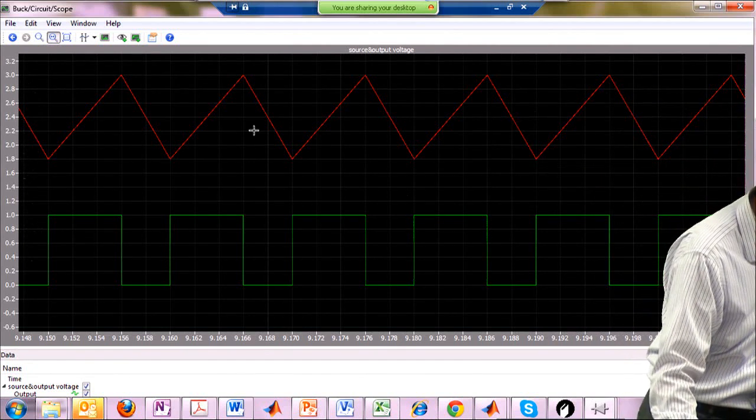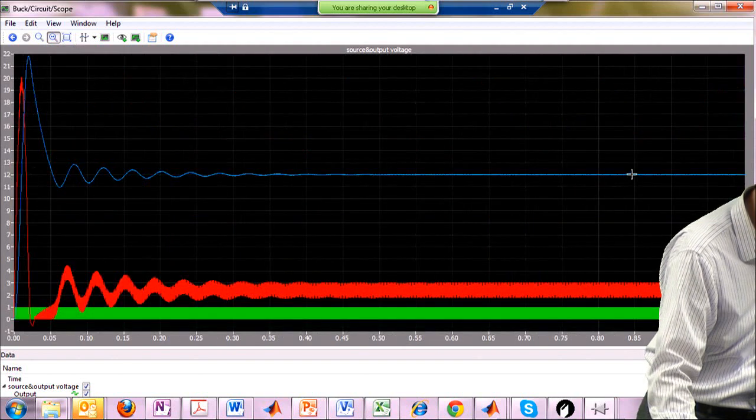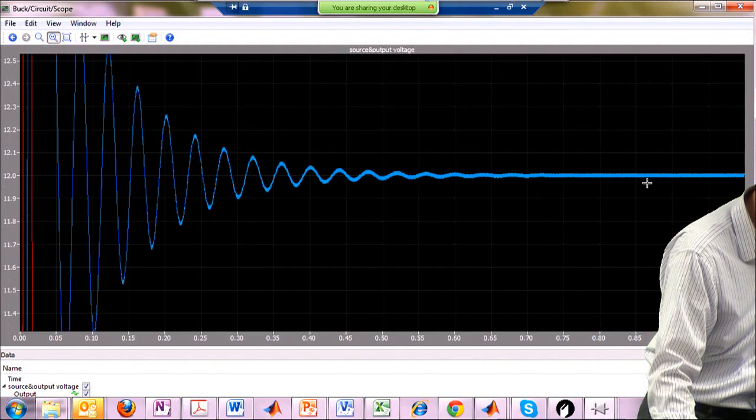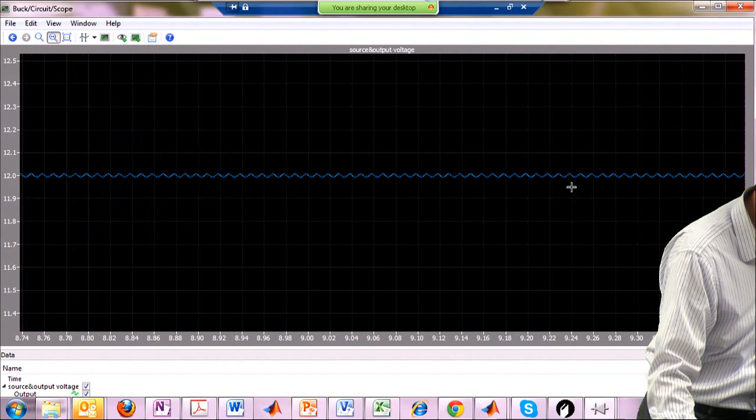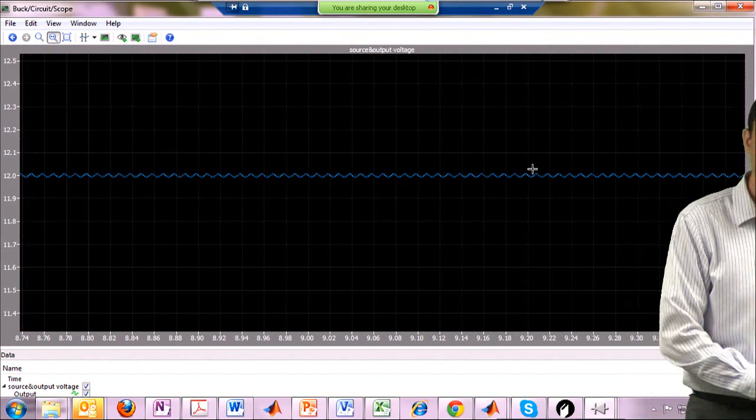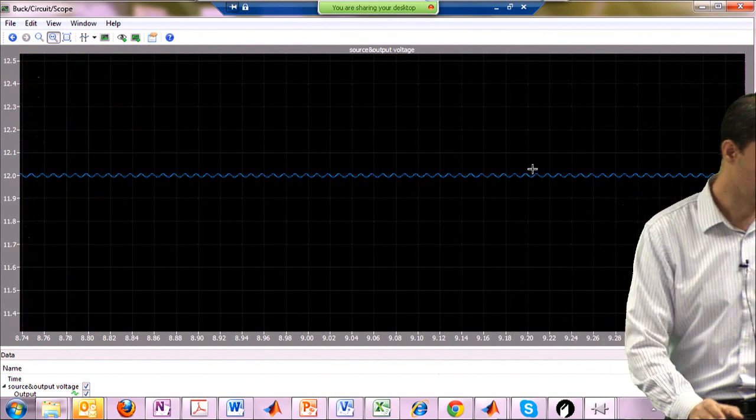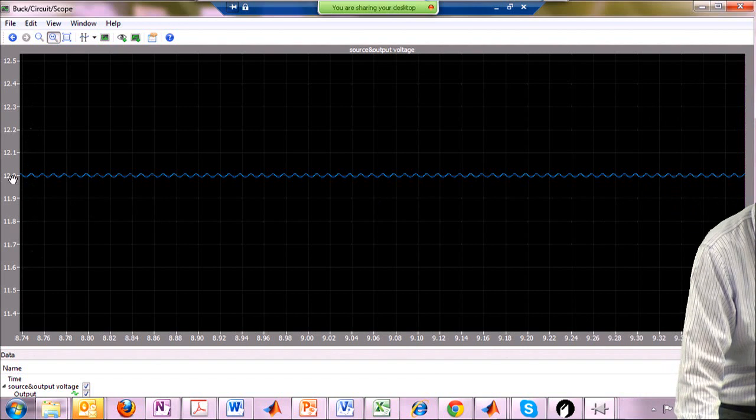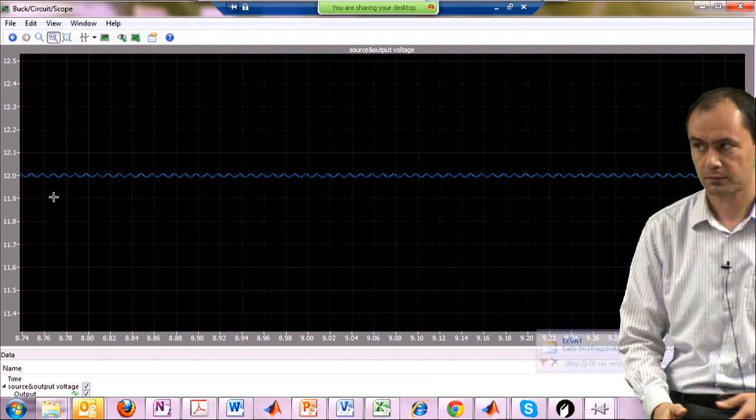Okay, let's zoom out again and look at the output voltage. This blue one over here is the output voltage. So let me just zoom in. You can see it's almost DC. There's a little bit of a ripple in it. But if you look, it's around 12 volts.